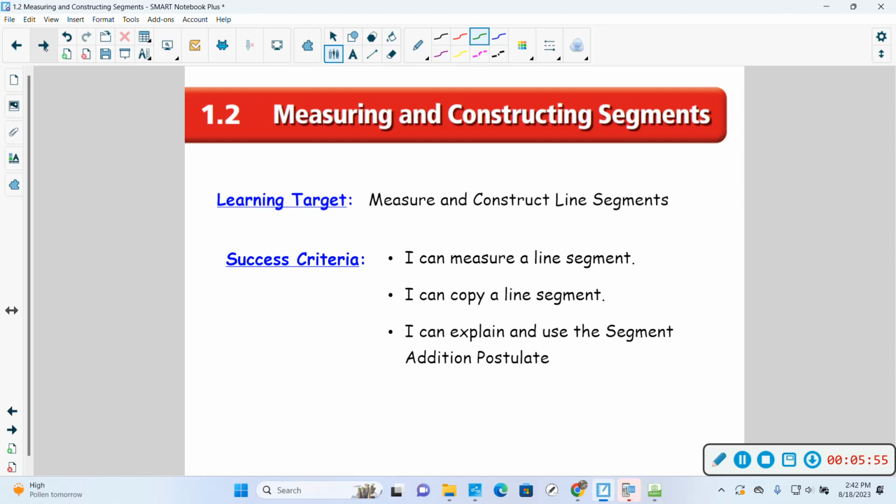The big thing is this guy. We are going to use the segment addition postulate. Now, that's just what it sounds like. Segment addition. You're adding segments. That's as wild as it's going to get, okay?